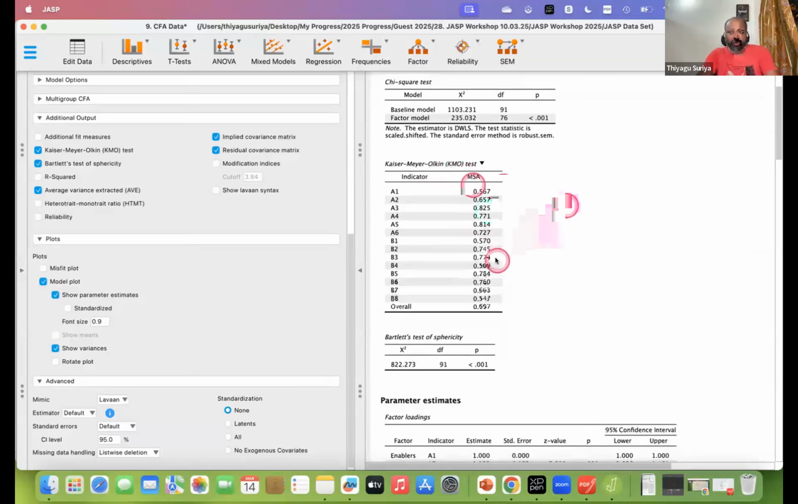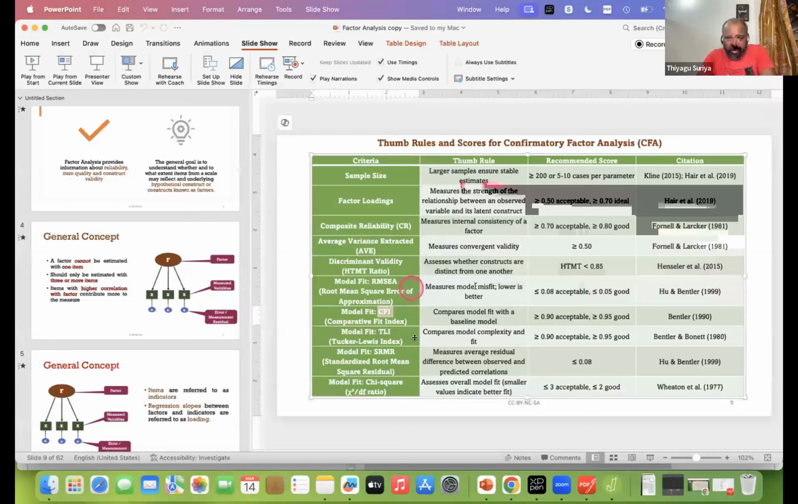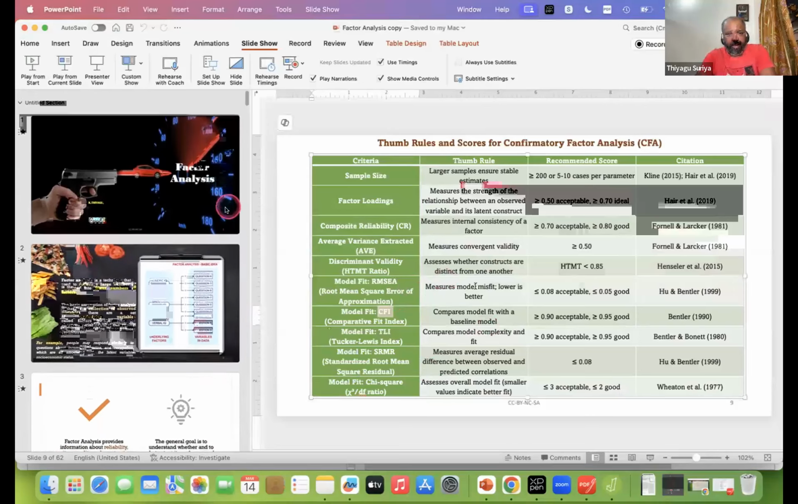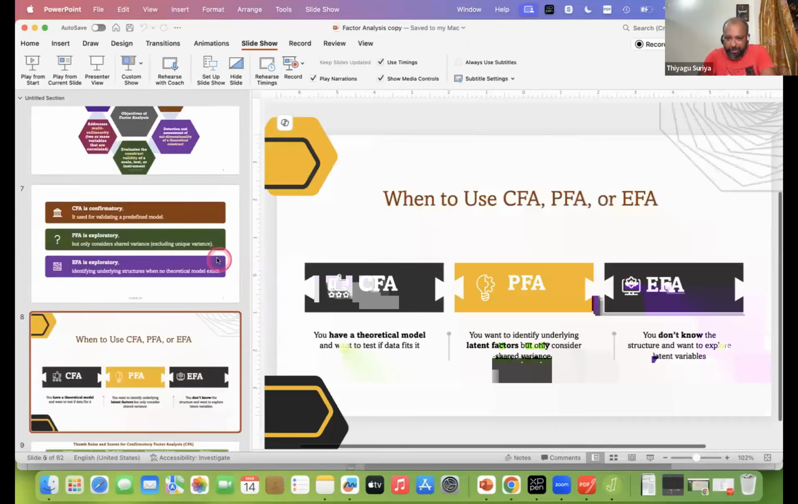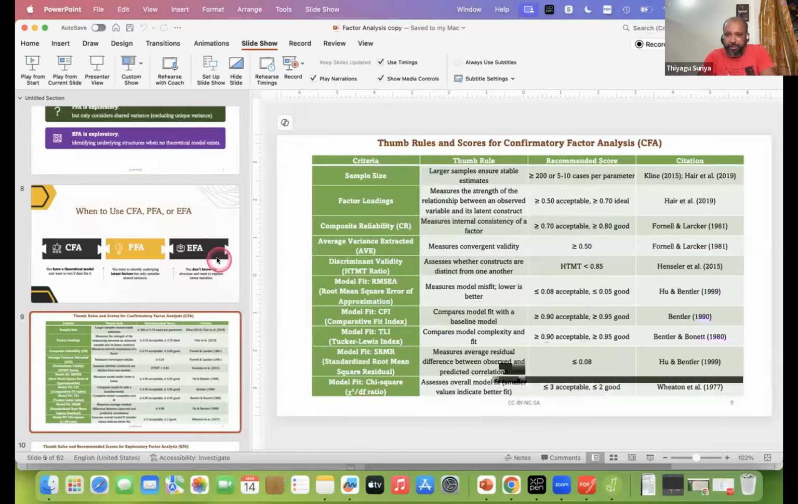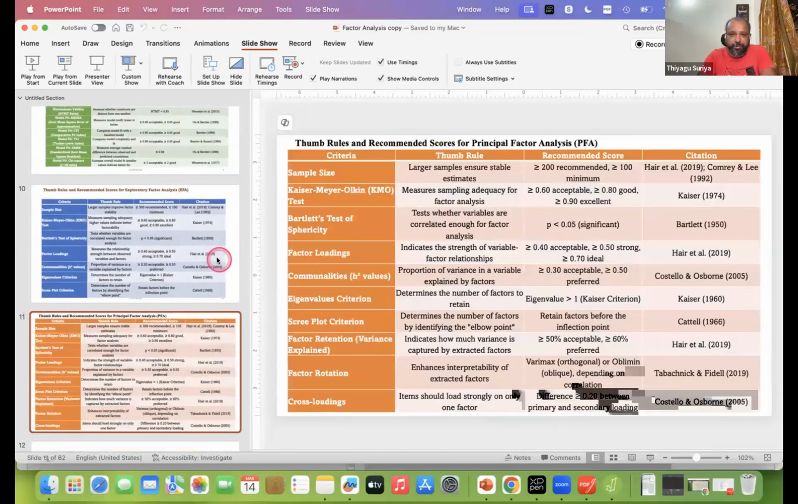And the KMO score, the interpretation of the KMO value should be more than, let me just show the KMO score also. The KMO score interpretation: more than 0.9 is excellent, 0.7 is fine. 0.6 is acceptable, but 0.8 is good, 0.90 is excellent. So you can go with 0.7 onwards.